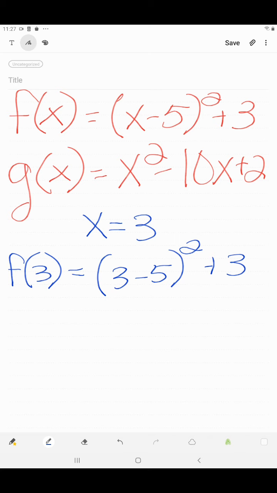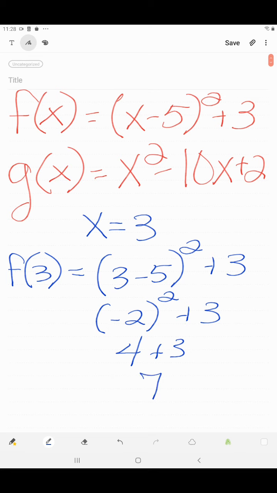Okay. Remember PEMDAS, we do the parentheses first, so 3 minus 5 is negative 2, squared, plus 3. Then negative 2 squared, ladies and gentlemen, is negative 2 times negative 2, which is positive 4, plus 3. And at the end, we get a value of 7.